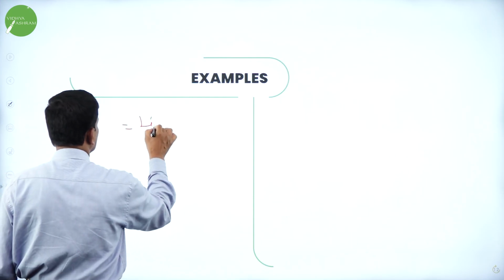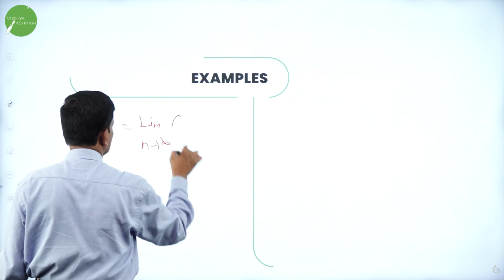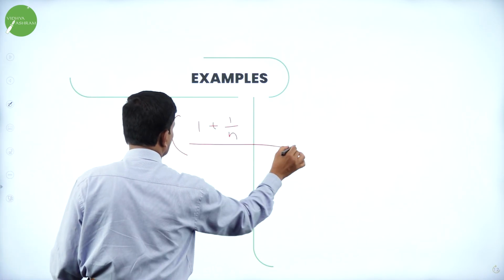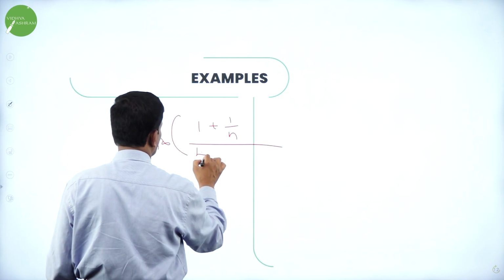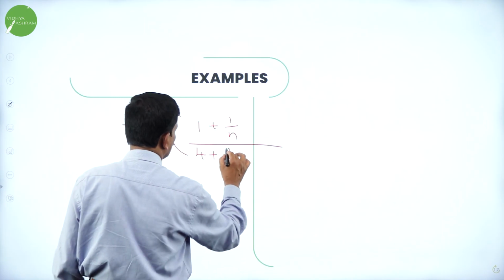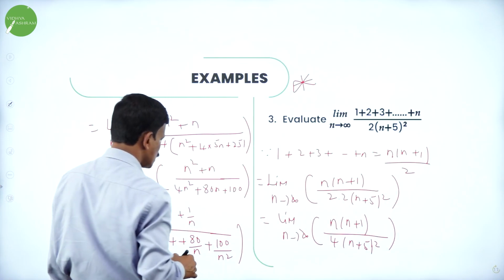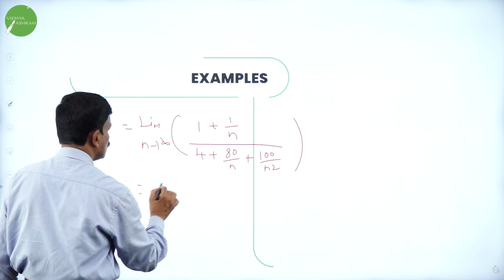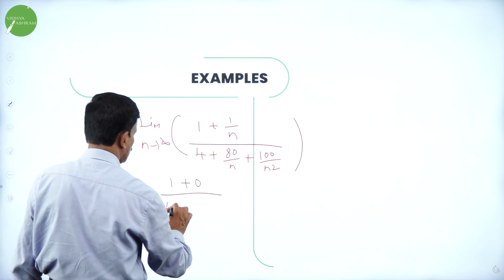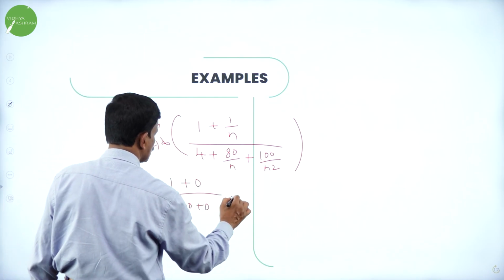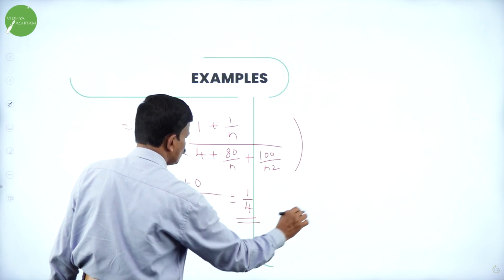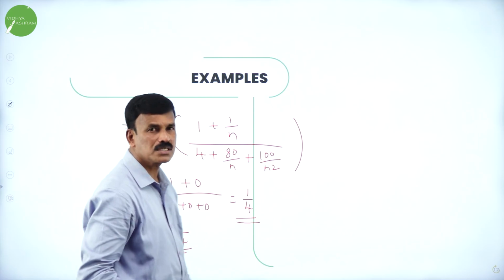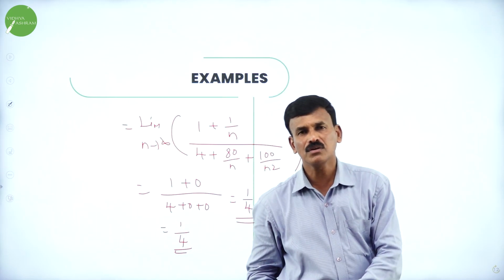This is limit n tends to infinity of, what we have in the numerator, 1 plus 1 by n divided by, in the denominator, 4 plus 80 by n plus 100 by n square. So, this is equal to 1 plus 0 divided by 4 plus 0 plus 0. This is equal to 1 by 4. The simplified answer for this is 1 by 4. That's it. 1 by 4 is the value of this limit.